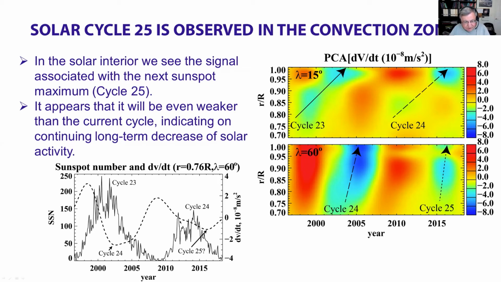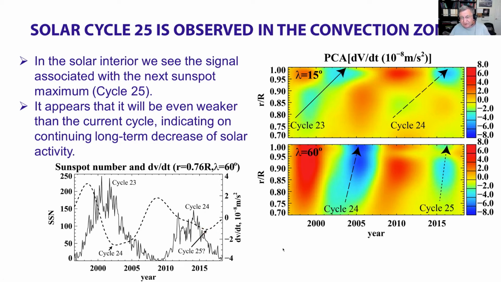If you look at the variations of the signal, this picture shows the sunspot number in the past two cycles, and the dashed curve shows the zone of deceleration at the bottom of the convection zone at 60 degrees latitude. So the minimum is deceleration. This minimum corresponds to cycle 24. And if you go here, we go to the next minimum. So perhaps this corresponds to the maximum of cycle 25.